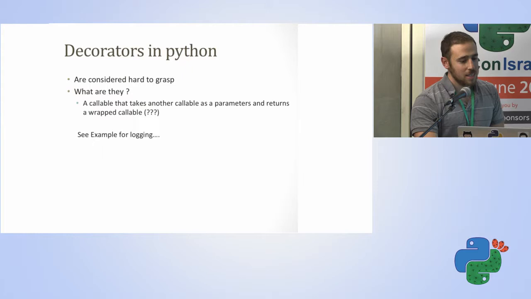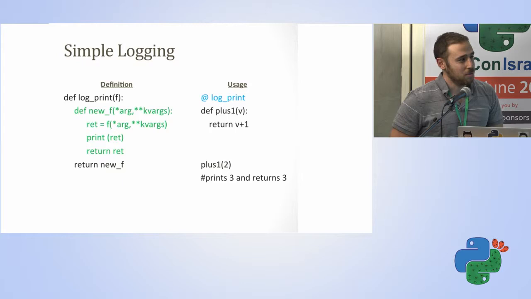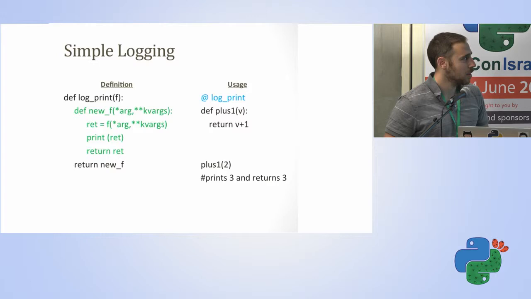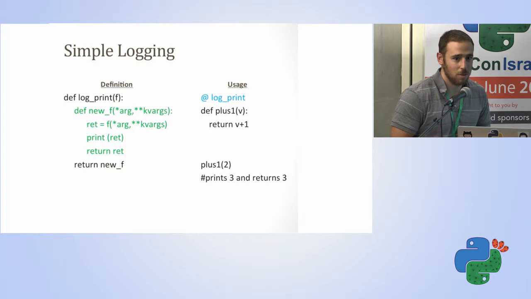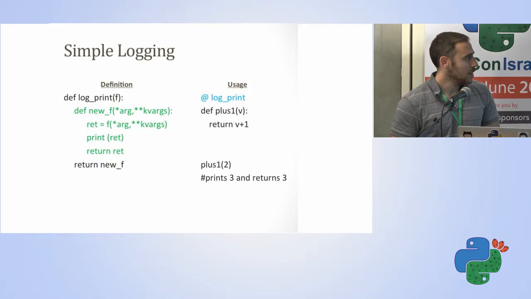This is kind of a classic example of how to do logging with a decorator. So on the left-hand side, you can see how we use a decorator. We have the at sign and the log print. And then we define our logic, our very complicated function that adds 1 to whatever number we get. And on the right-hand side, you can see the code.